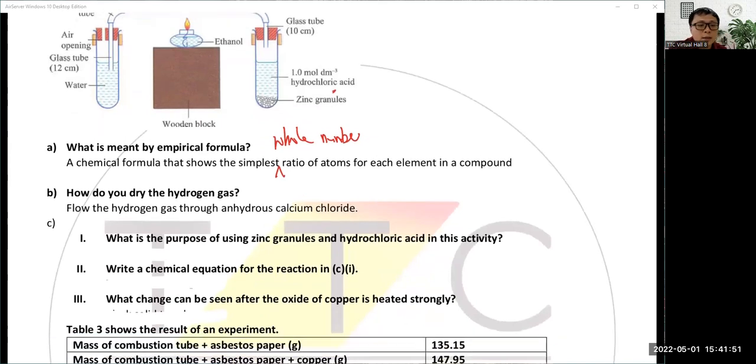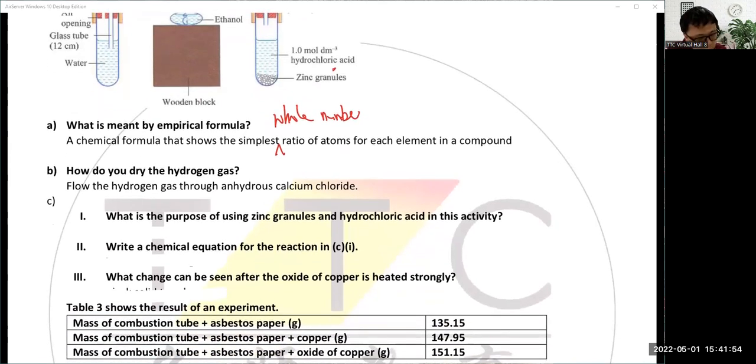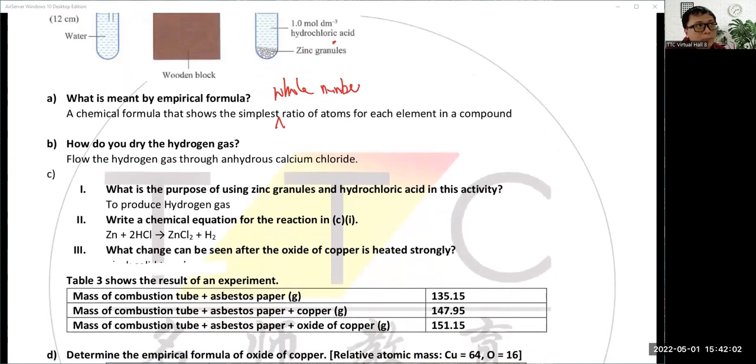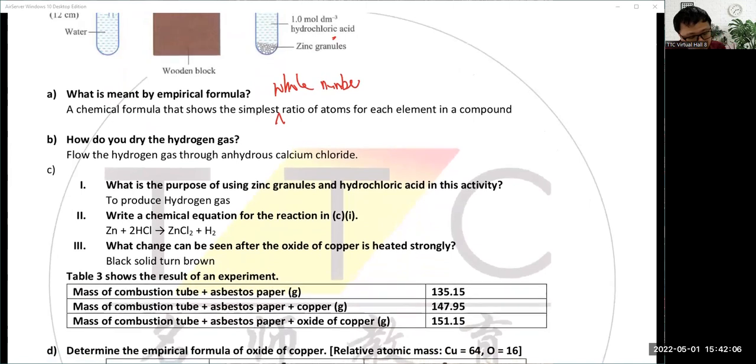What's the purpose of the zinc granules and hydrochloric acid? It is to produce hydrogen gas. This is the chemical equation: zinc plus hydrochloric acid will become zinc chloride and hydrogen gas. What change can you observe? Copper(II) oxide is black in color, and copper is brown. You will see the black color turn brown, because black is copper(II) oxide and brown is copper.